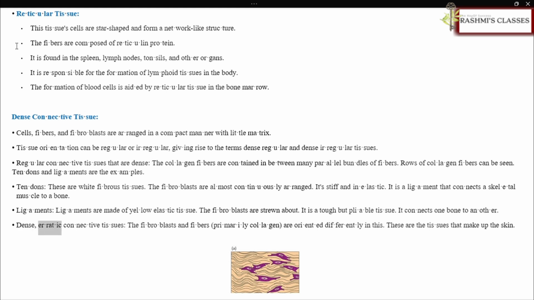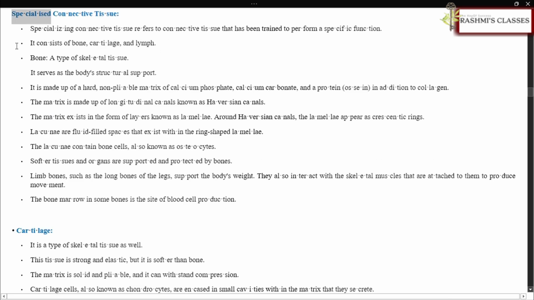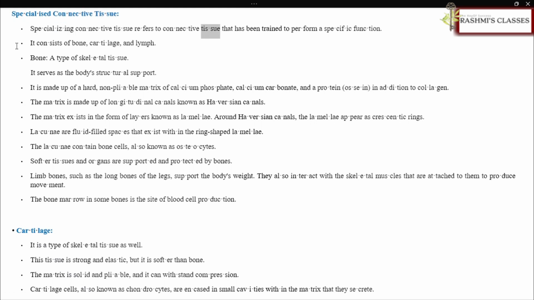In dense irregular connective tissues, the fibroblasts and fibers, primarily collagen, are oriented differently. These are the tissues that make up the skin. Specialized connective tissue. Specialized connective tissue refers to connective tissue that has been trained to perform a specific function. It consists of bone, cartilage, and lymph.